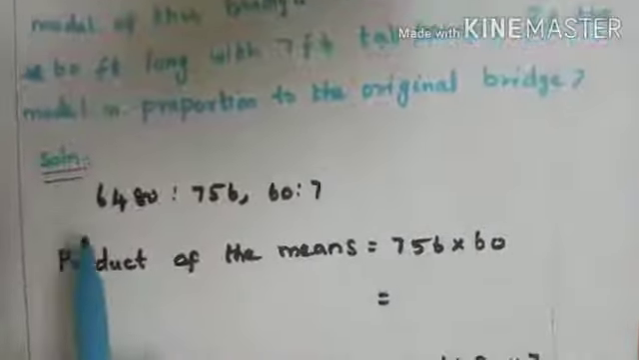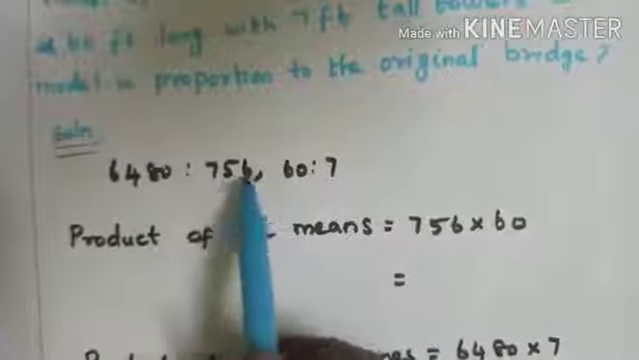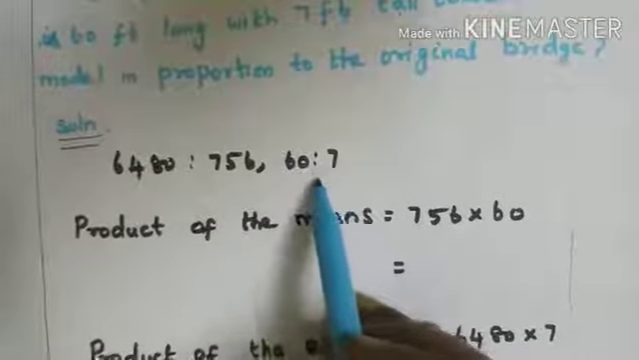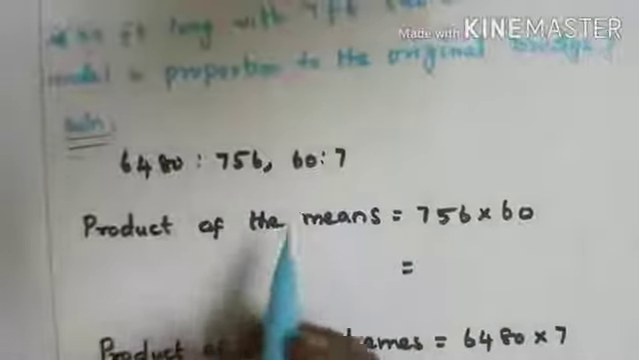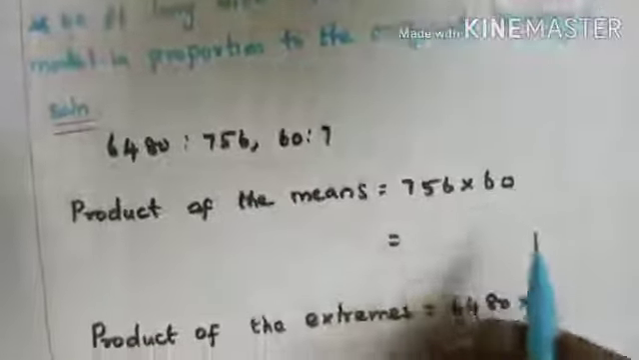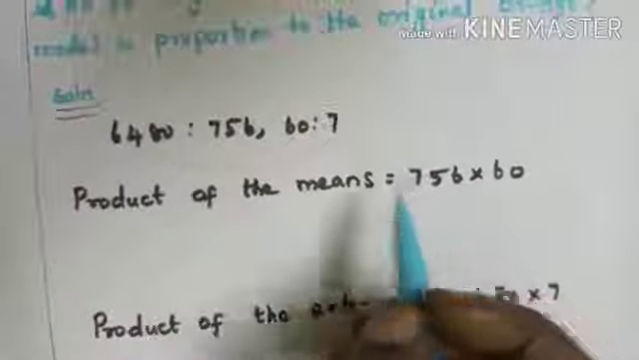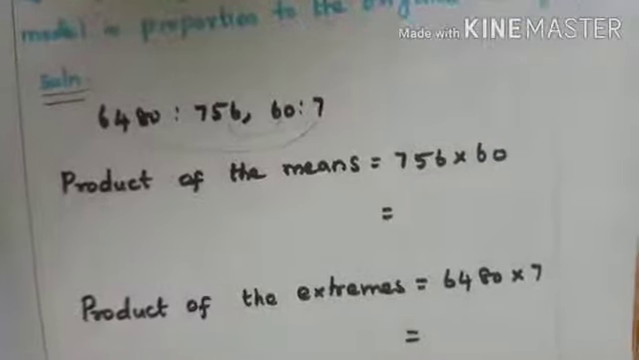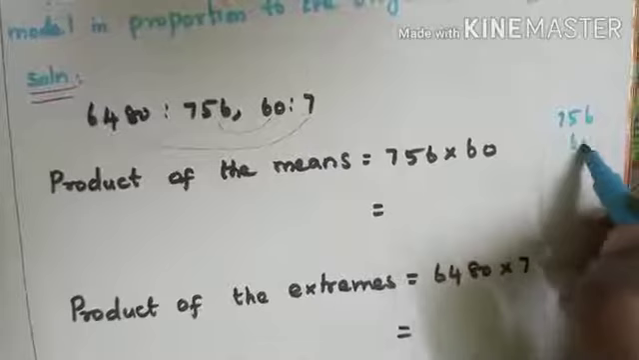So we have written the original is 6,480 is to 756 feet tall, and here 60 is to 7 is the model. So product of the means, what are the means here? Means is 756 into 60, and they are extremes, isn't it? So product of the means is 756 into 60. Now we are going to multiply 756 into 60.